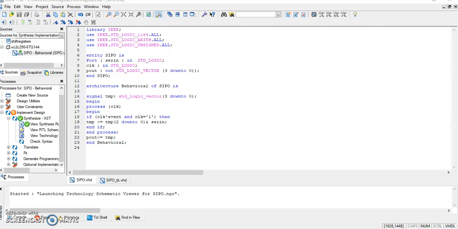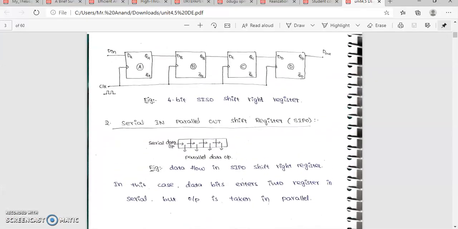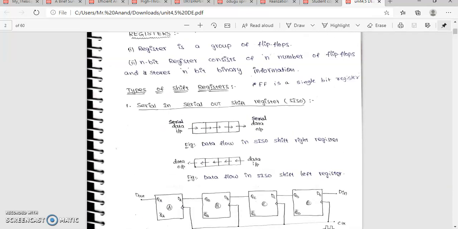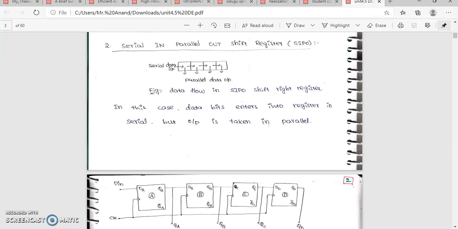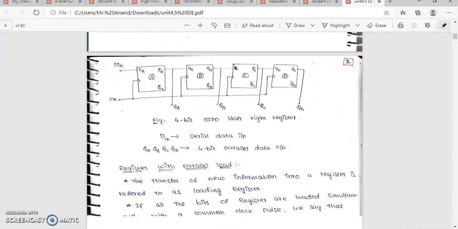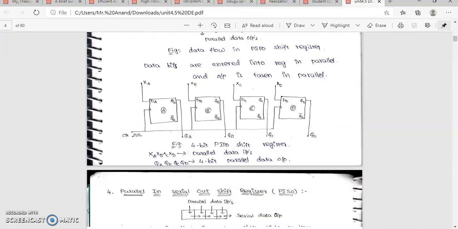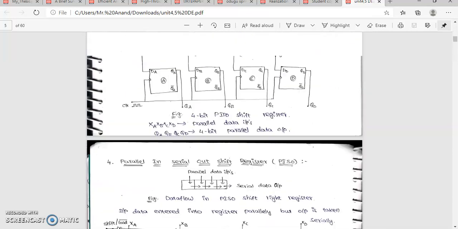In this video I would like to explain one of the shift registers, that is SIPO, serial in parallel out. We know that there are four shift registers. First one is serial in serial out, SISO. Second one is serial in parallel out, SIPO. Third one is parallel in parallel out, PIPO. And fourth one is parallel in serial out. Okay.